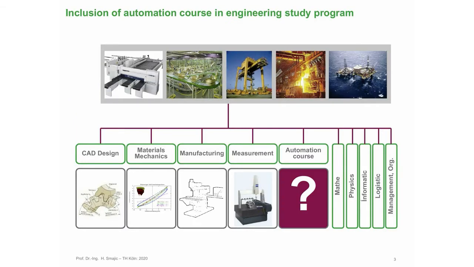But let's see now how automation is integrated in a program of a common mechanical engineering study. On the right side, we usually have basic modules like mathematics, physics, informatics, logistics. And on the left side are usually modules like design, materials, mechanics, manufacturing, measurements and control. If we focus a little bit more on those modules, they all deal with mechanical parts. And automation as a discipline deals just with electrical and electronic parts.